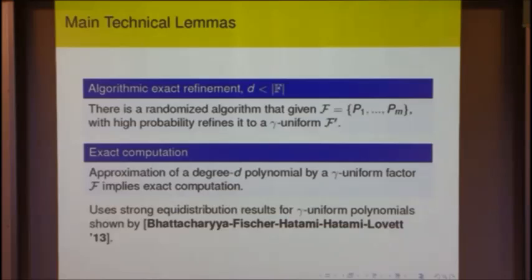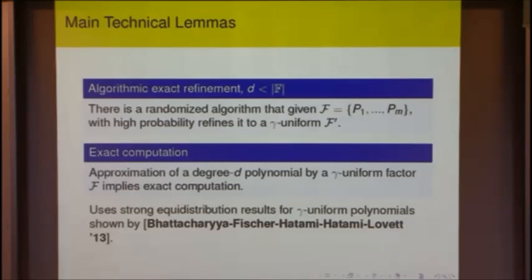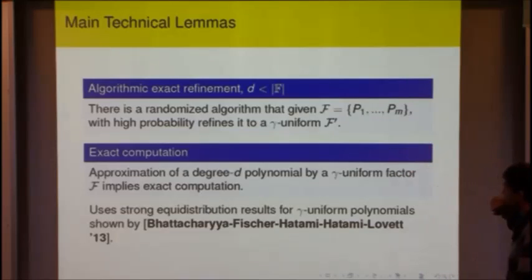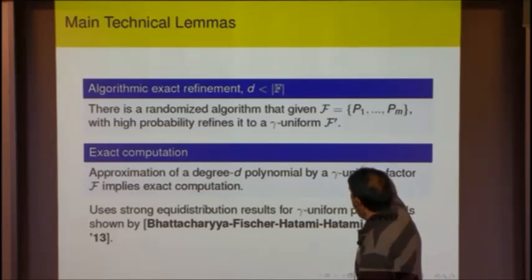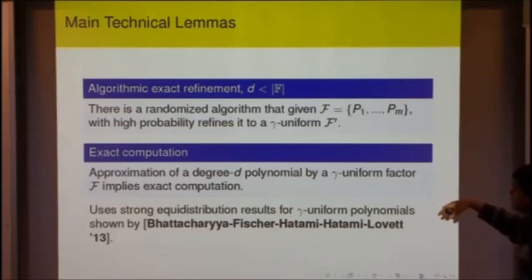So again, recall that we need to prove two things about this new notion of regularity, gamma uniformity. First, that it allows refinement: if you have a factor P1 through Pm, we can algorithmically find a uniform refinement. And second, we want exact computation: if a degree d polynomial is approximated well by a gamma uniform factor, then the polynomial is exactly computed by the same factor. And we show that both of these are true.